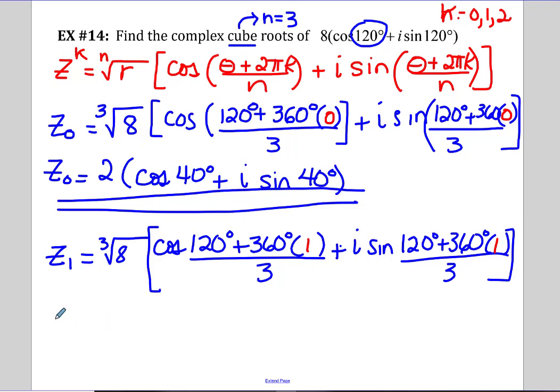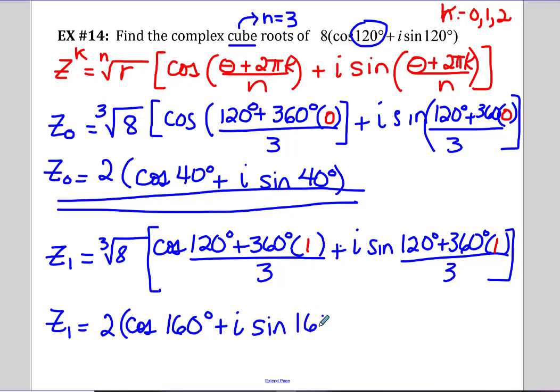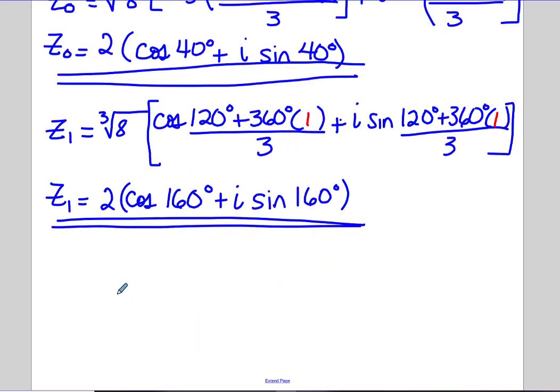And then our second root, which we're calling z sub 1, is going to be 2 cosine, so we got 360 and 120, so that's 480 divided by 3. Is that 160? And then i sine 160. So there's the second root. And then our final one, z sub 2, is going to be the same thing, but we're substituting a 2 to get this third cube root.